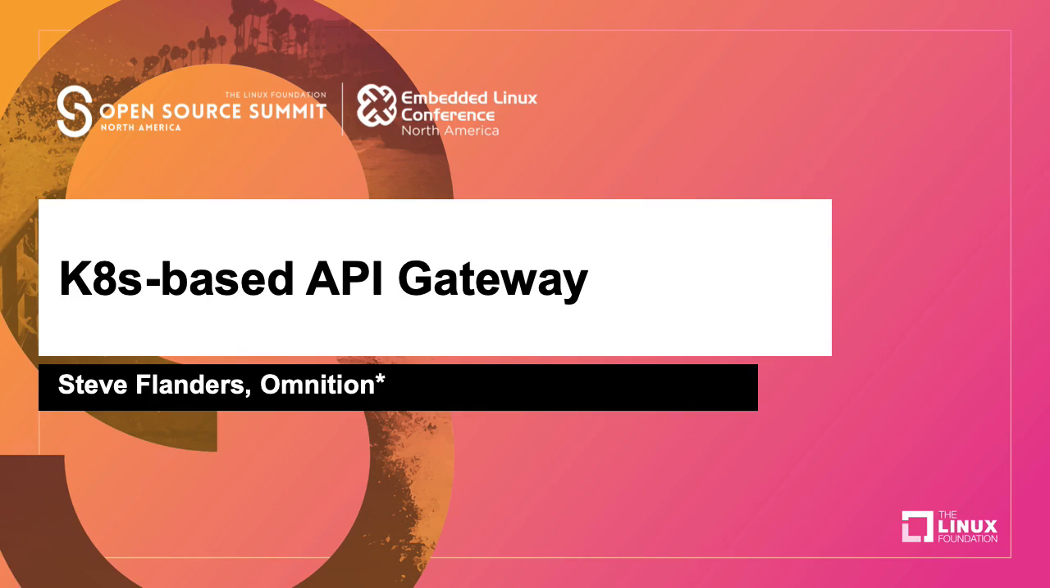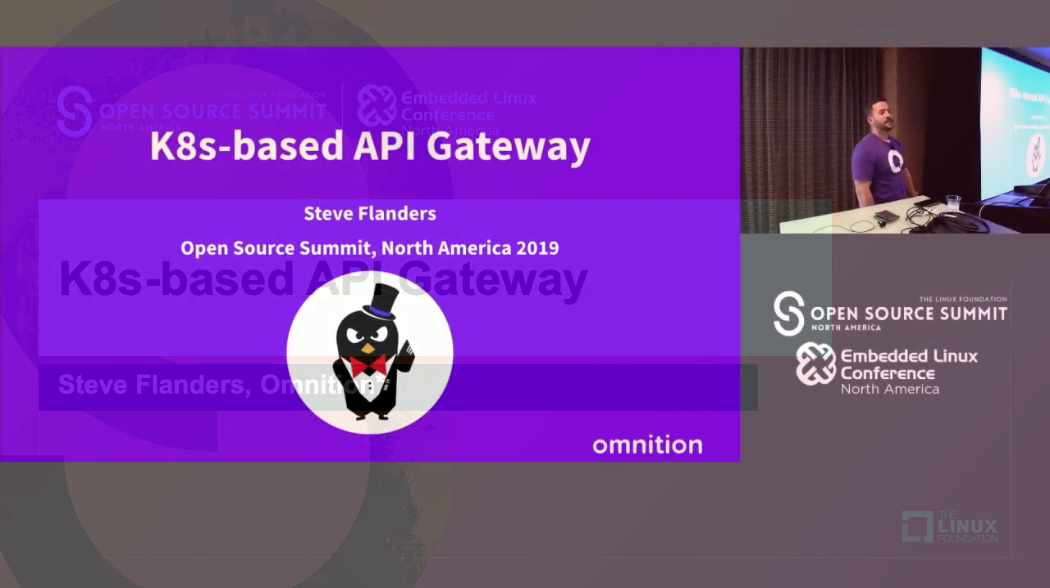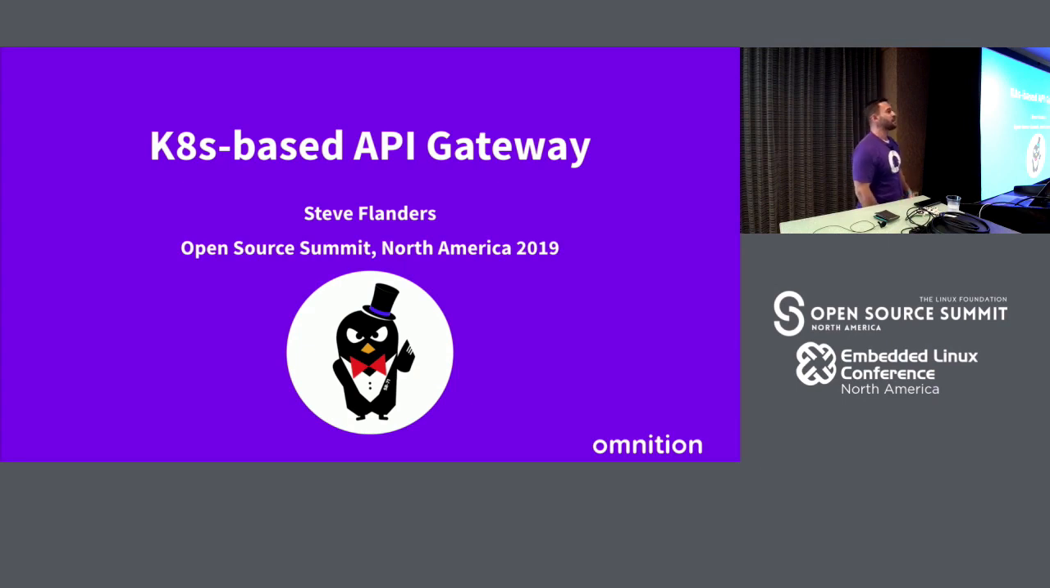Thanks for joining this session on a Kubernetes-based API gateway. More specifically, I'll be talking a lot about Ambassador, but I'm going to take a journey to actually get there because in the Kubernetes world, there are a lot of different constructs you can leverage. I want to talk about the pros and cons of those different approaches and how something like Ambassador can help in your environment.